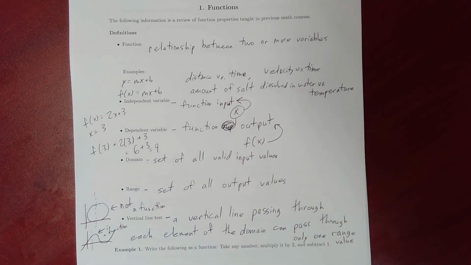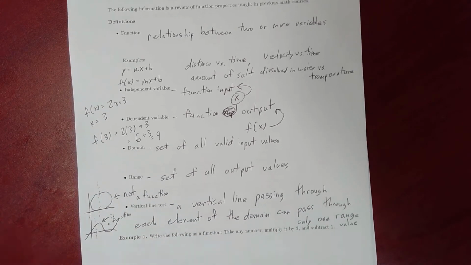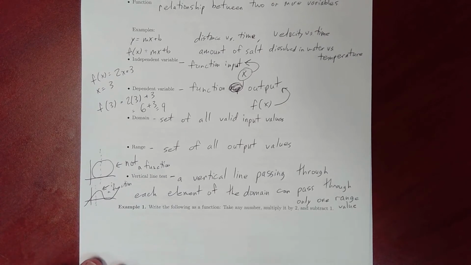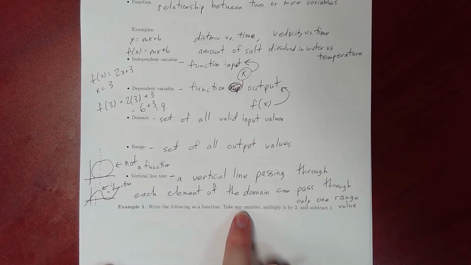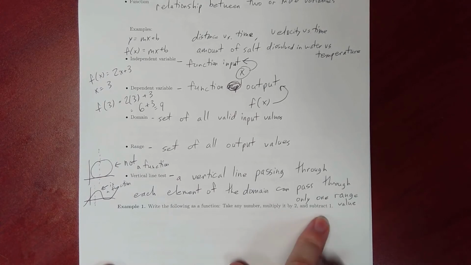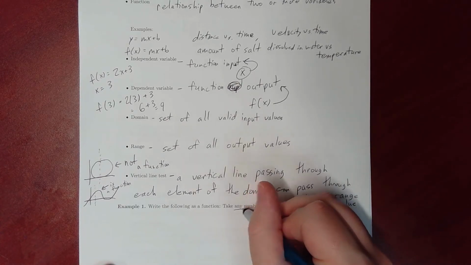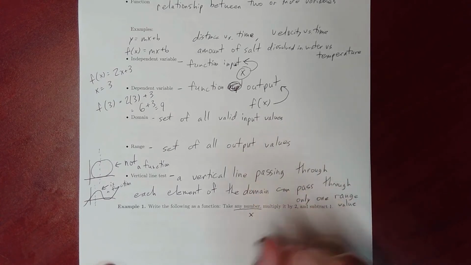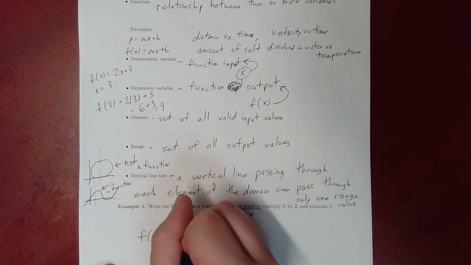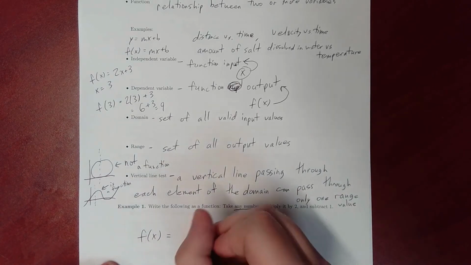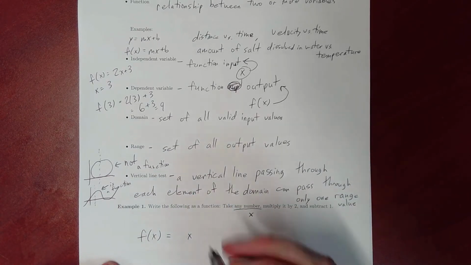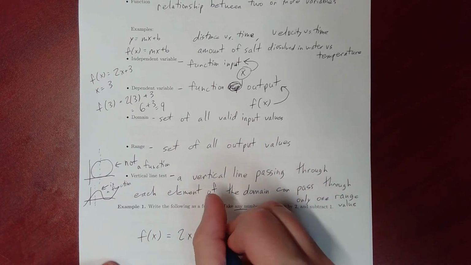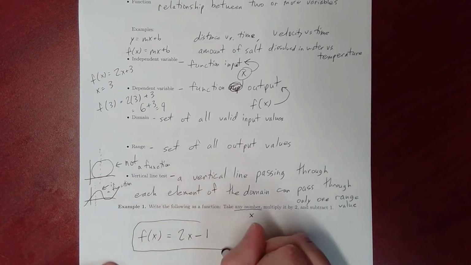All right, so we can try to write our own functions. Let's say, as an example, we wanted to write a function that took any number, multiplied it by 2, and subtracted 1. So when we see any number here, we're going to think of x. If we had some function of x, f of x, it's going to take x, multiply it by 2, so let's make it 2x, and then subtract 1. So f of x would be 2x minus 1.